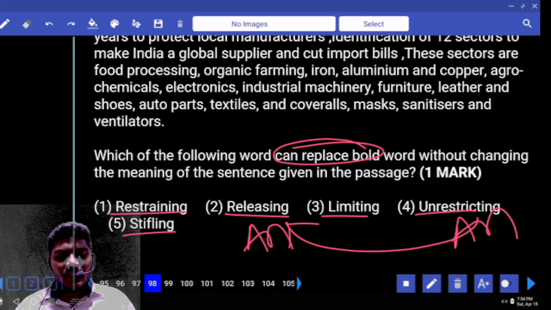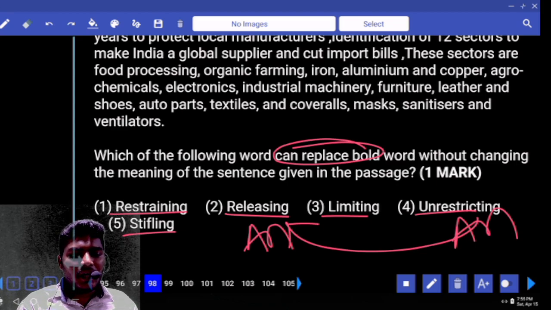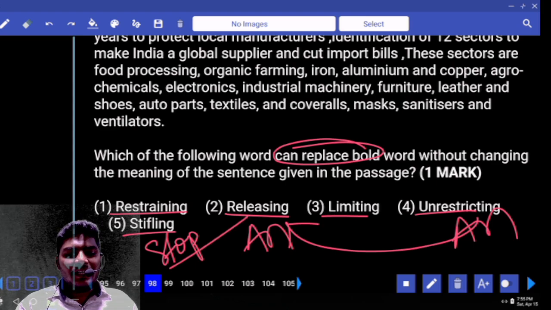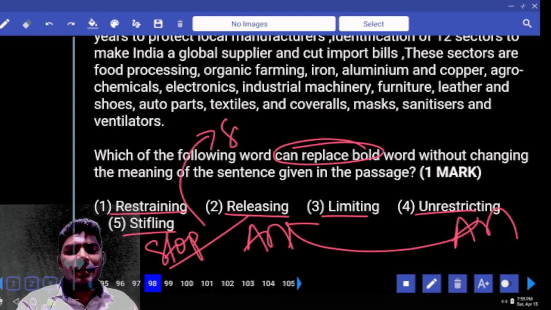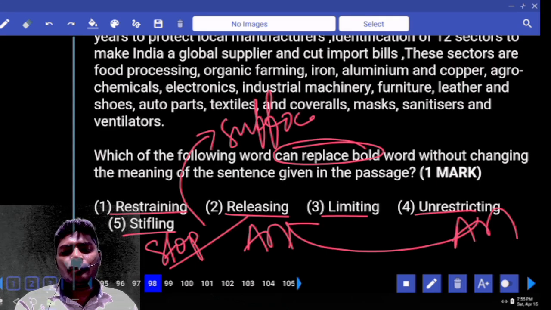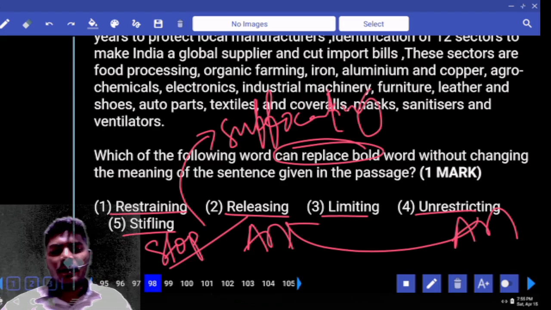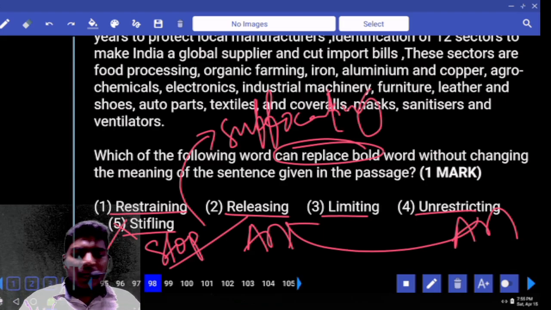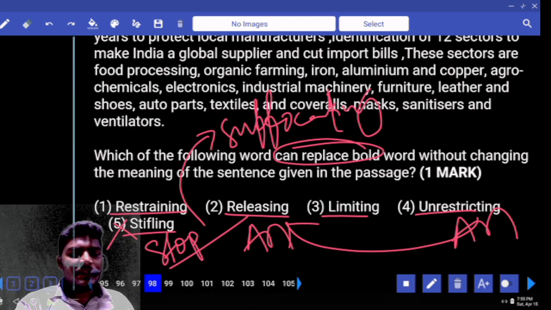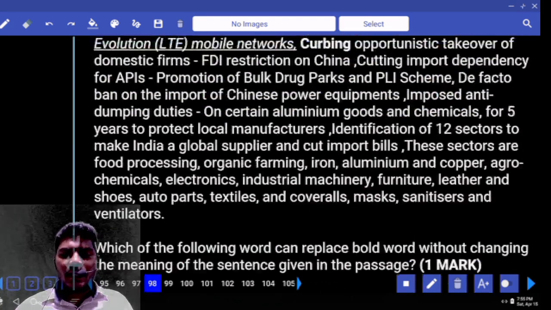Stifling is unnecessary. Stifling comes with the meaning of anything that stops, but it is stopping the life. It is another meaning of suffocating, which is used for the health related works. So eliminate the fifth one, not relevant. Your answer must be 1 or 3. Tell me which is the correct one.